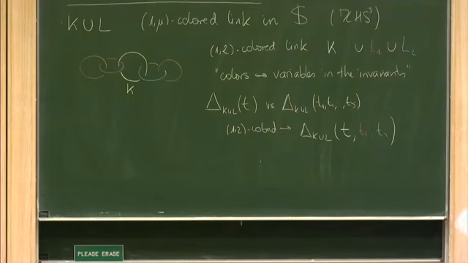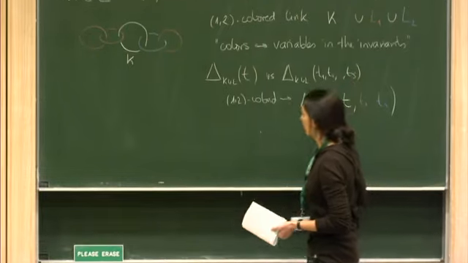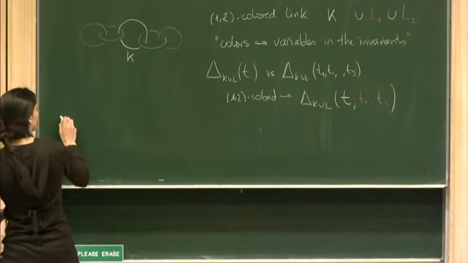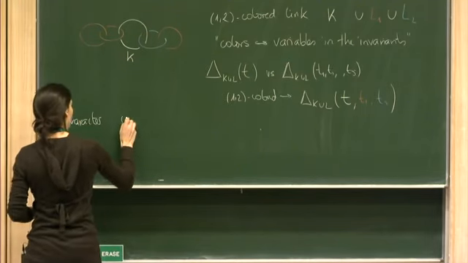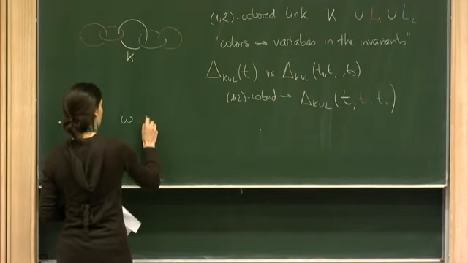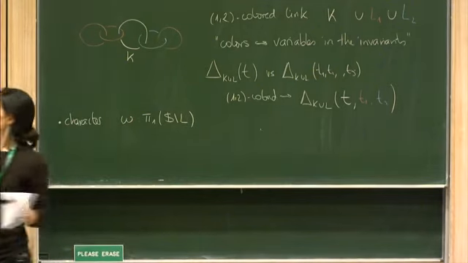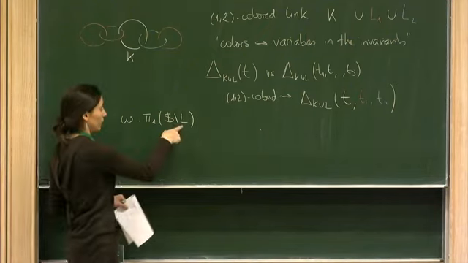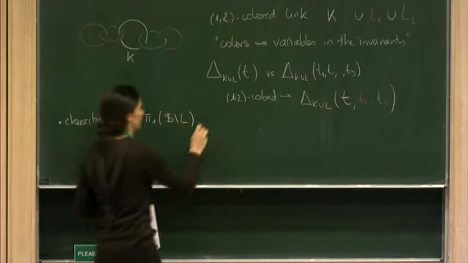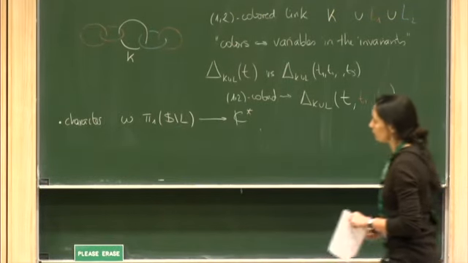So to define the slope, I need colored links to start with, and then I need a character. So the second ingredient will be a character that I'm normally going to call omega, and this character just takes an element of the pi1 of the complement of L. Let me just go back to here. L is playing the same role as K2. So K is still in here. And I am going to go to the complex numbers.